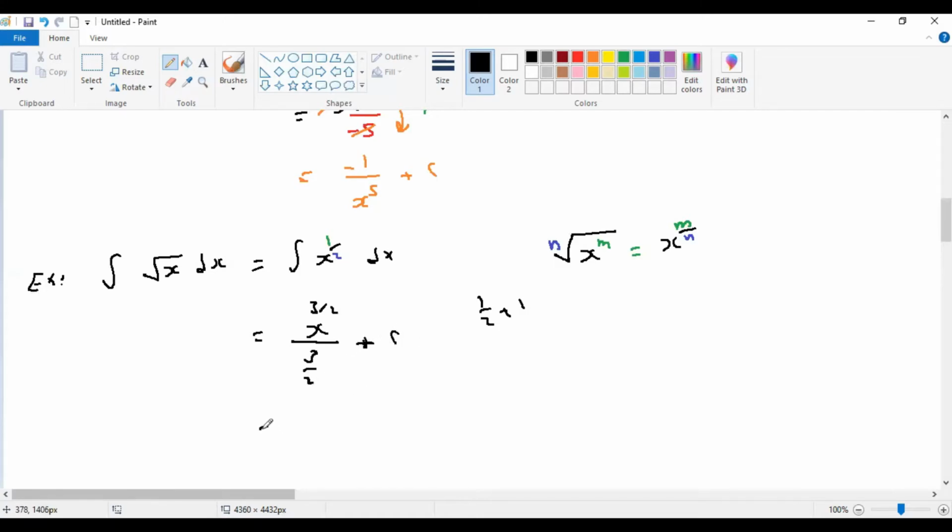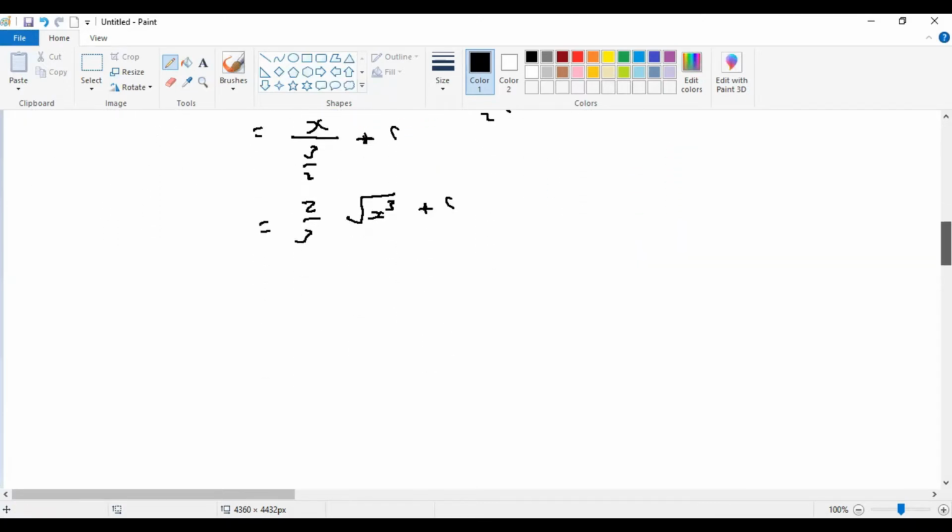It can be simplified. So this 3 over 2 divided by 3 over 2 means times 2 over 3. So I have x to the power 3 over 2, 2 over 3, square root, plus constant. This is the answer. Another example.